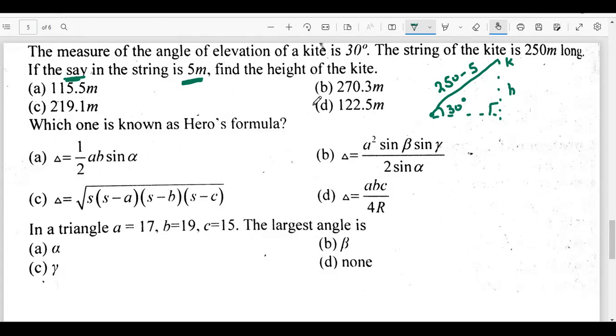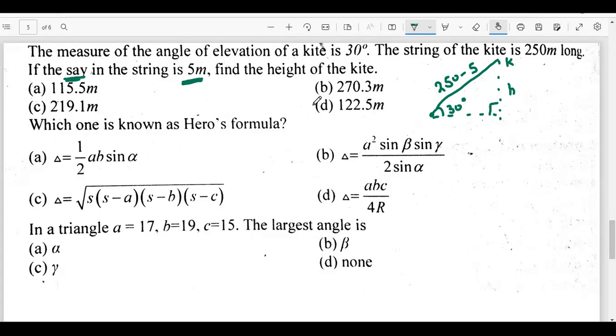Now, how do we find the height? You can use sine. Okay. Yes, Saad, are you back? Yes, ma'am. Sorry. It's okay. So I was explaining this question.